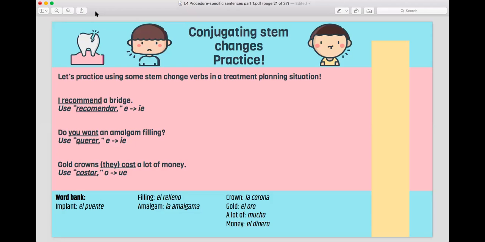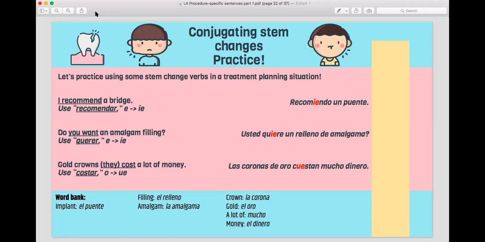¿Usted quiere? Yep, usted quiere. Usted quiere un relleno de amalgama, sorry, tongue twister, amalgama. Yeah, you got it perfect.